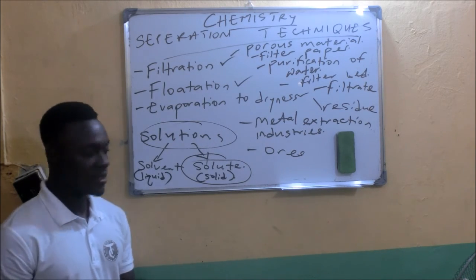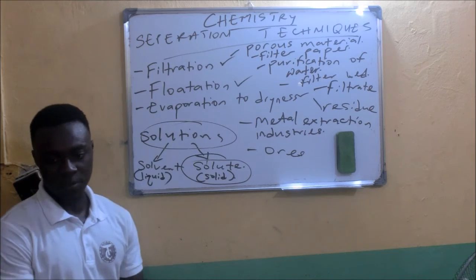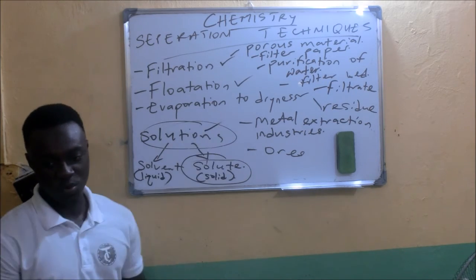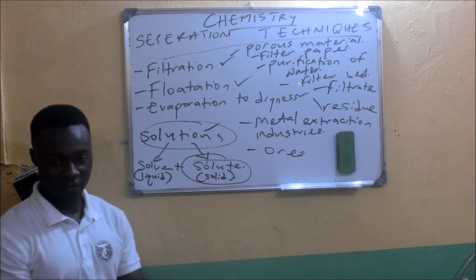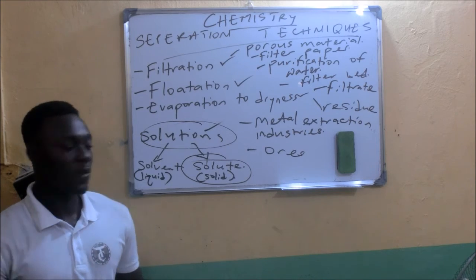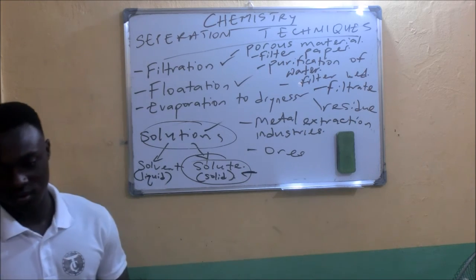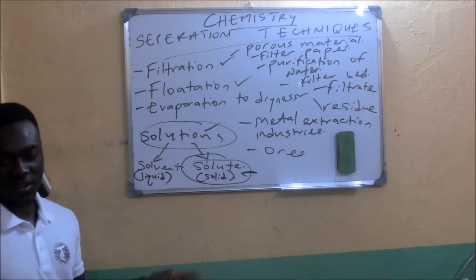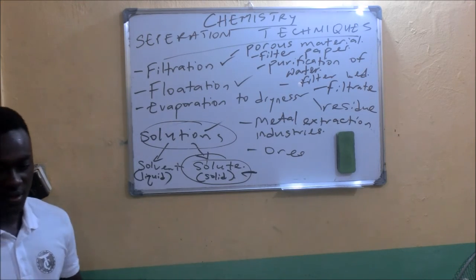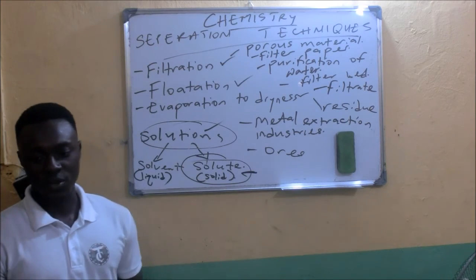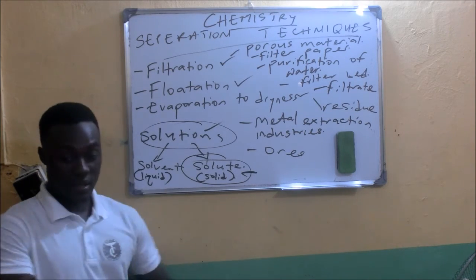When the entire solution is heated, the liquid will start evaporating. And as it's evaporating, it's leaving the solution. So eventually, all the liquid will evaporate, and what you have left is the solute. So you would have successfully separated the solvent from the solute. If it was a mixture of salt and water, you have your salt left, and the liquid would have gone.